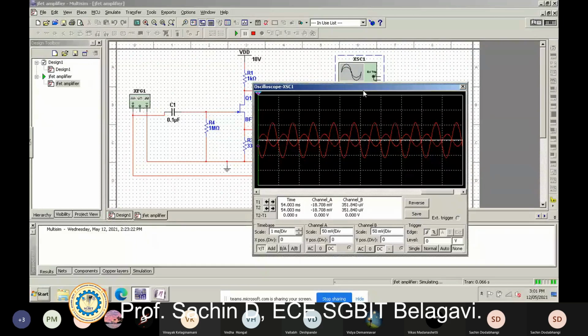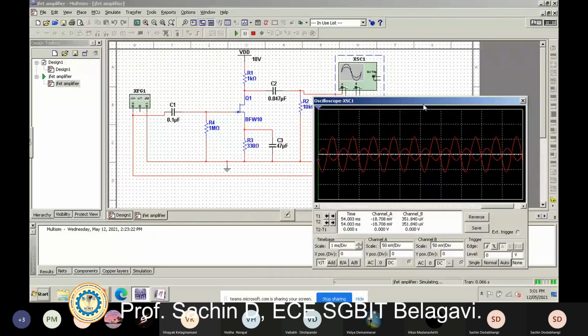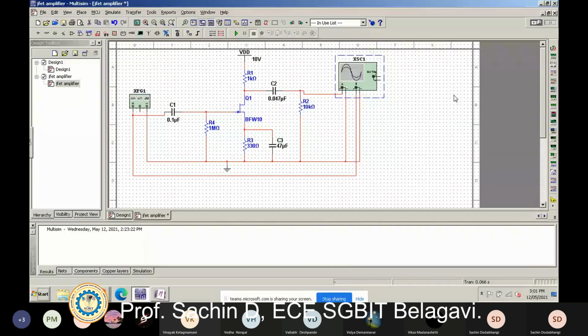This is how I showed you the connection also. Last time I showed you the connection part. I'll turn it off. See, suppose I want to find the voltage at this point, at the drain, I can take this probe and connect it here. I'll turn it on. You can zoom it and see the voltage at the drain terminal.